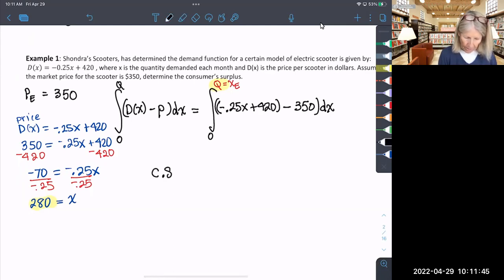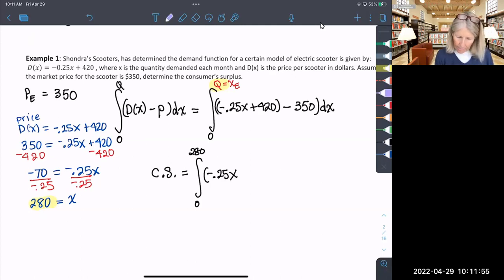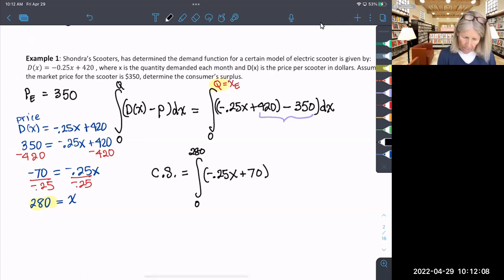So my consumer surplus is going to equal the integral from 0 to 280 of negative 0.25x. Now let's combine these like terms here. Let's do the 420 minus 350. That'll just make it easier to type in. So if I subtract that, I actually get negative 0.25x plus 70 dx. Okay, so this would be my integral that I need to solve. And I'm just going to use my calculator. I'm going to type that integral in the calculator, and I will get my consumer surplus.